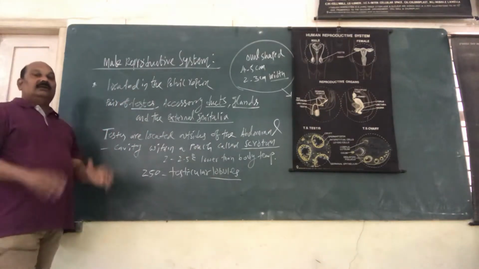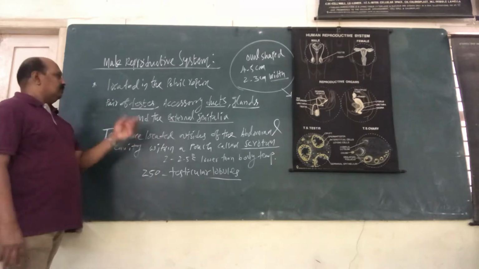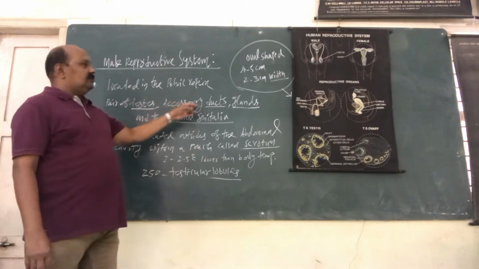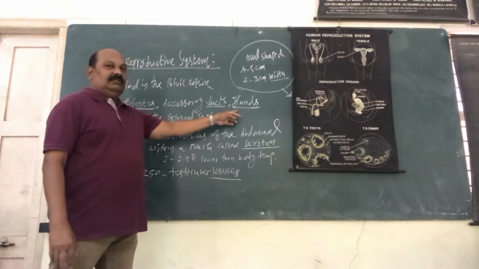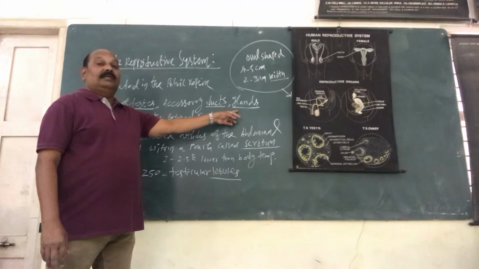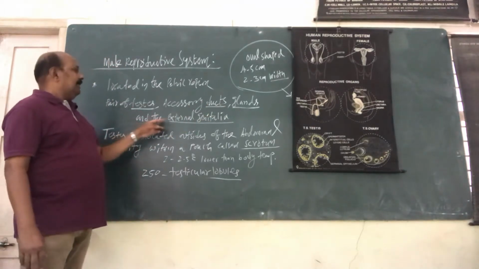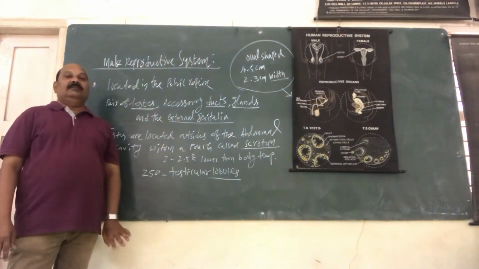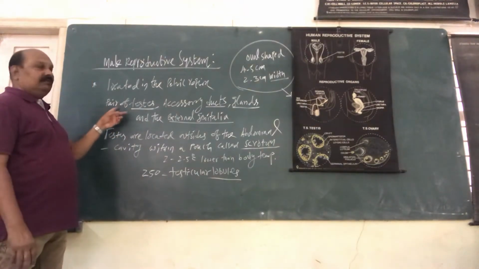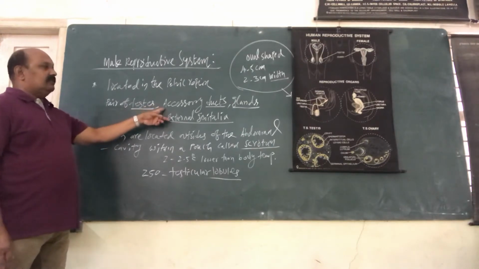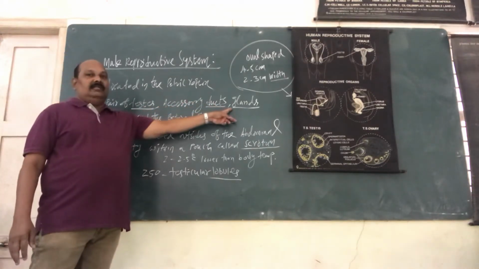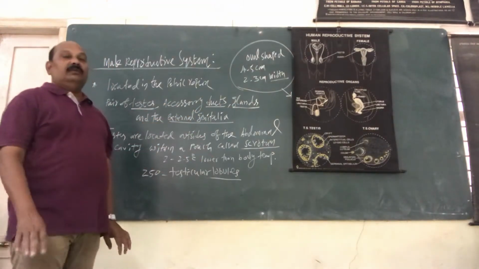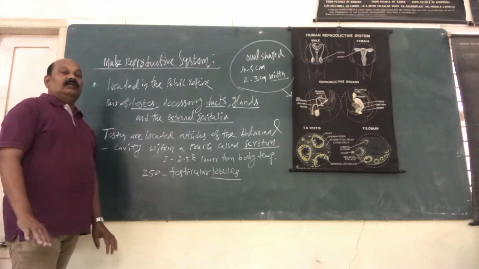What are the major components of the male reproductive system? It comprises a pair of testes along with accessory ducts, accessory glands, that means male reproductive glands, plus external genitalia. These are all the major components of the male reproductive system. So these are all the major parts of the human male reproductive system.